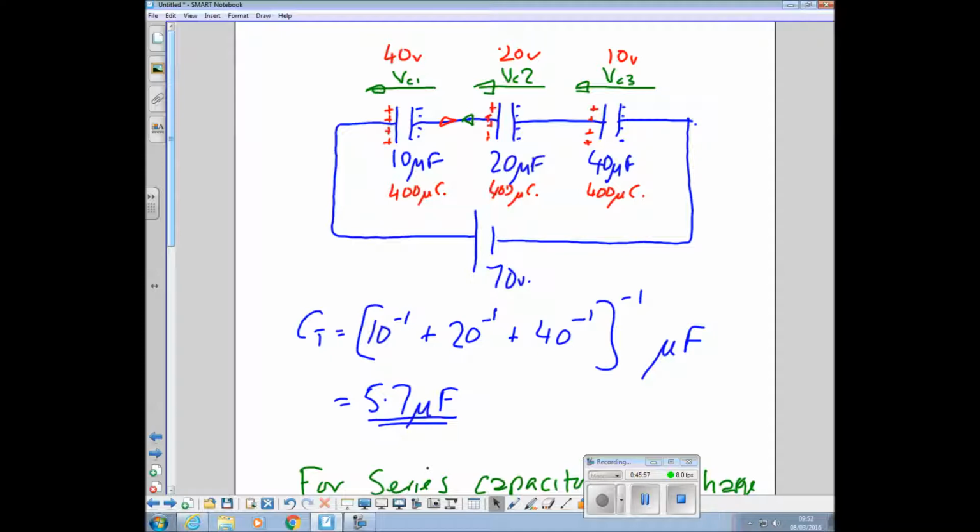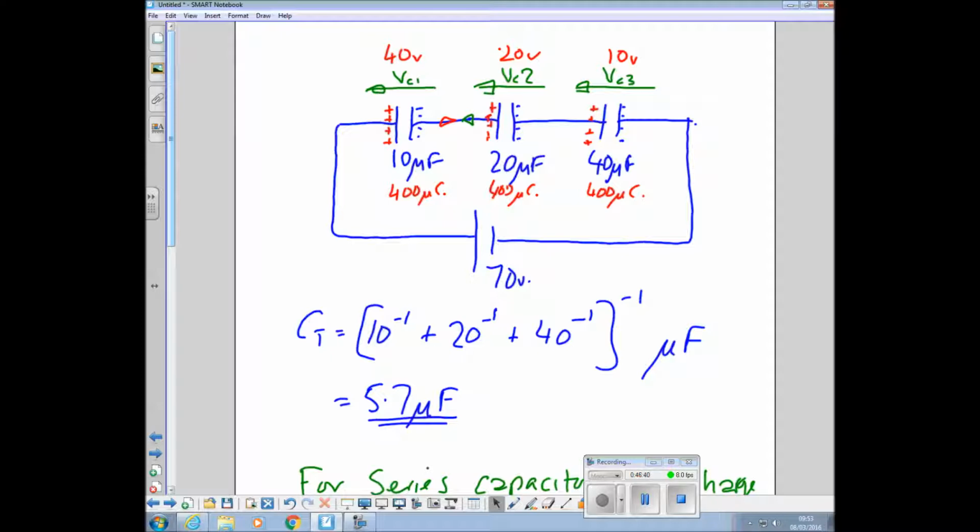What I was more looking for you to pick out was that the biggest voltage is across the smallest value capacitor. So we got 40 volts across the 10 microfarad and only 10 volts across the 40 microfarad. If I'd asked you at the start which way round it would be, you might have said there'd be 20 across the middle one, in the ratio 40, 20, 10, but probably the other way round.